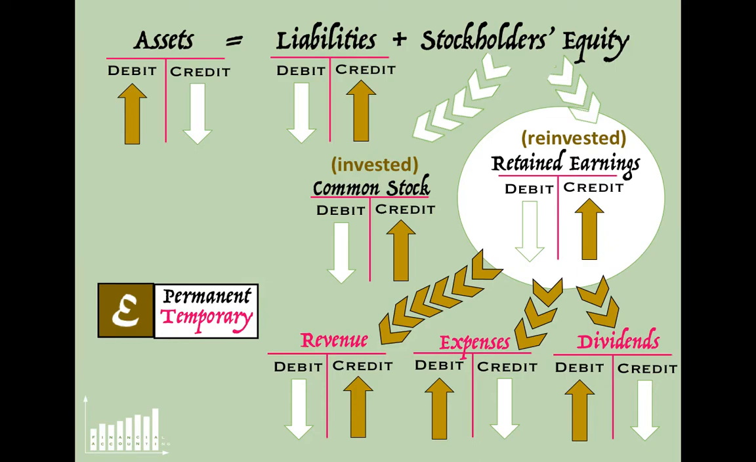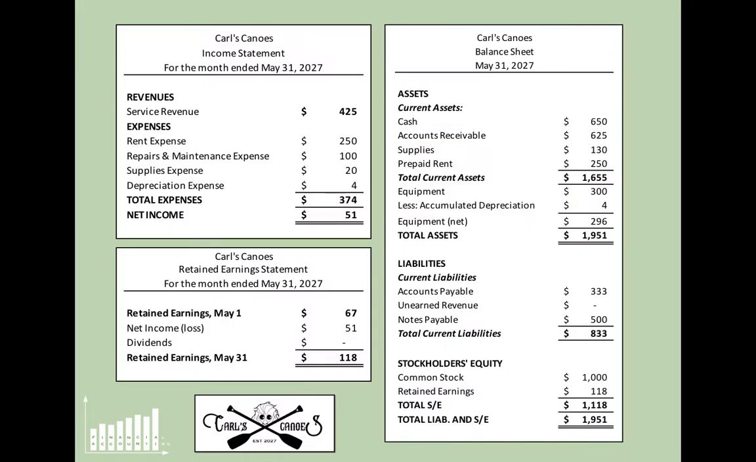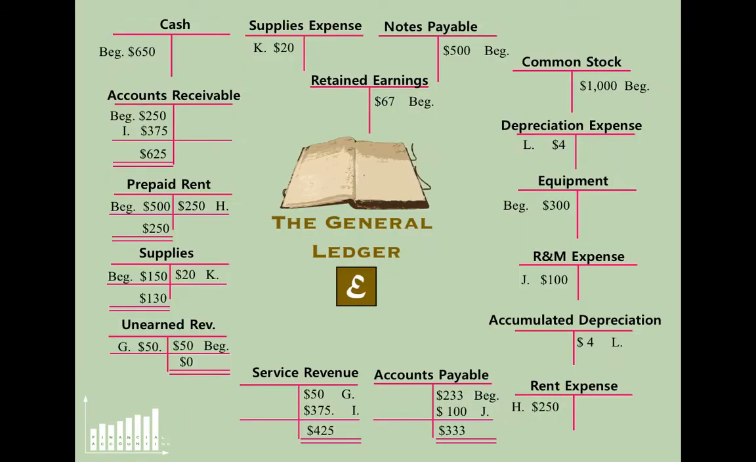Now, when we look at the financial statements for a business, the temporary accounts are predominantly found in the income statement and retained earnings statement. The permanent accounts are our balance sheet accounts. So, here's our general ledger for Carl by the end of May, and this is where we finished with the last video.